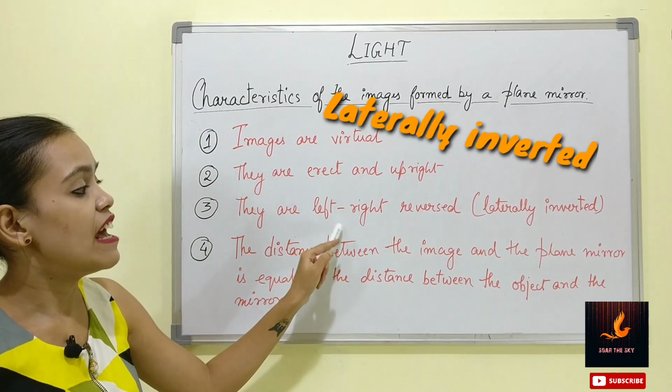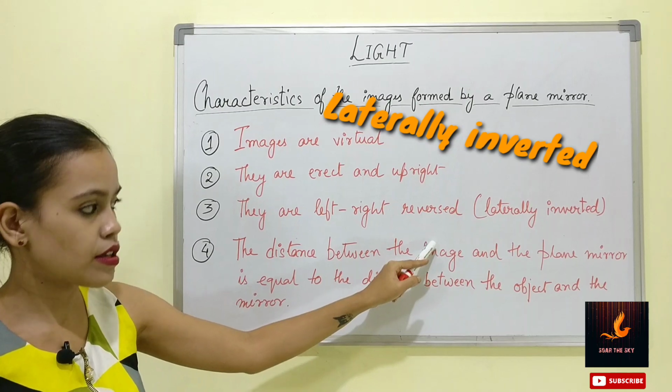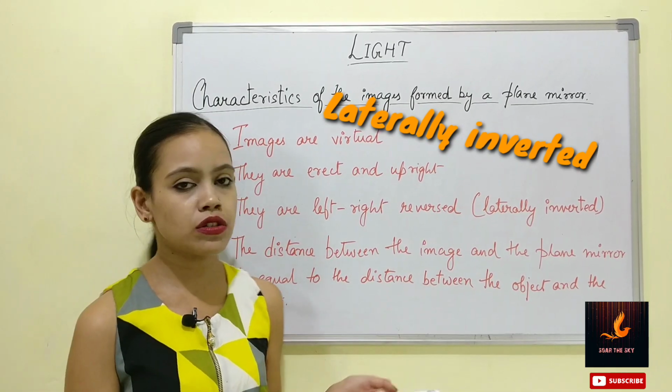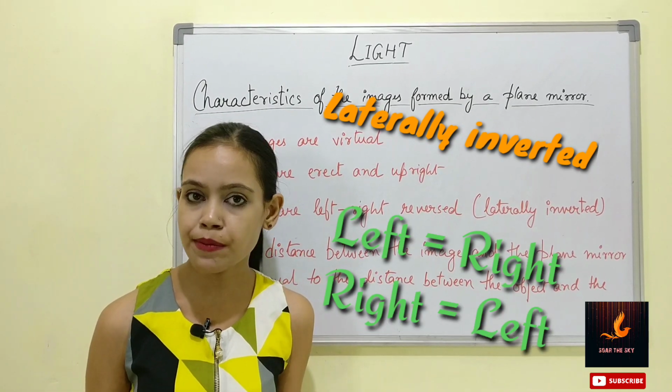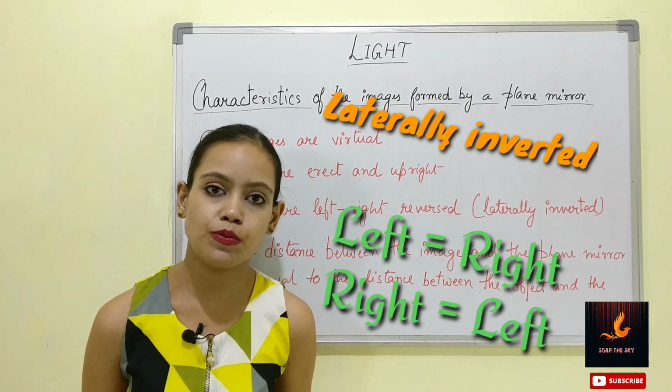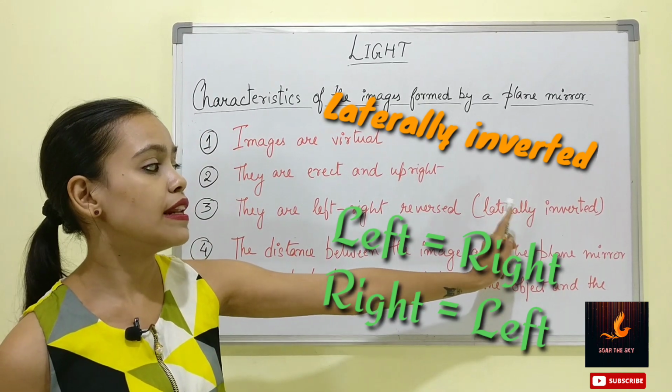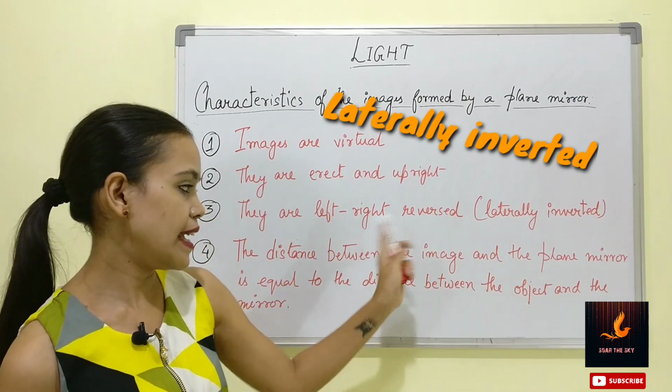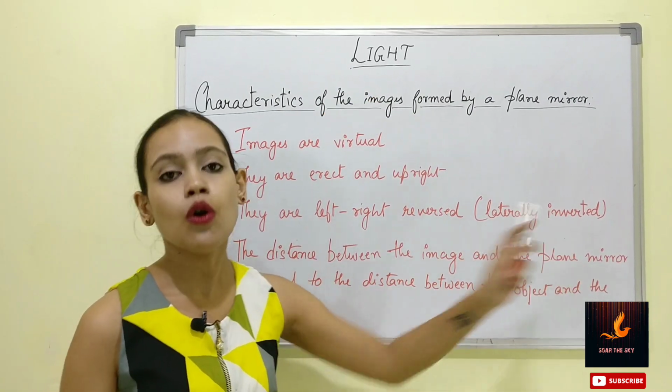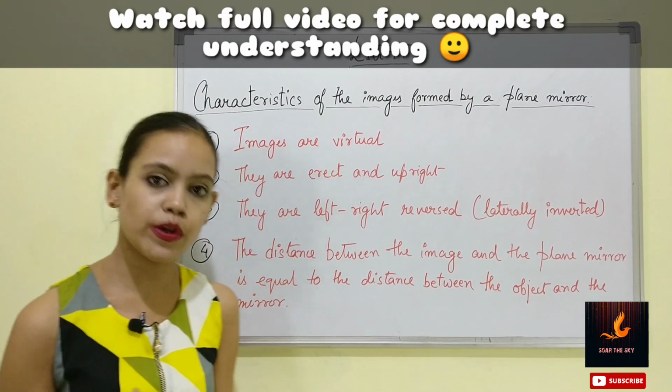The third point is that they are left-right reversed. That means when we see the images, the left part seems to be the right part and the right part seems to be the left part. This is called lateral inversion. So they are laterally inverted. What is lateral inversion? We'll come to it later on.